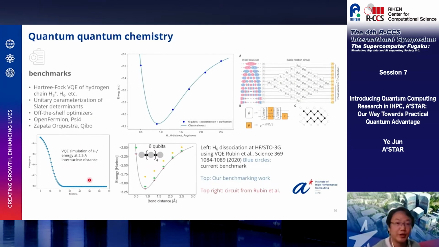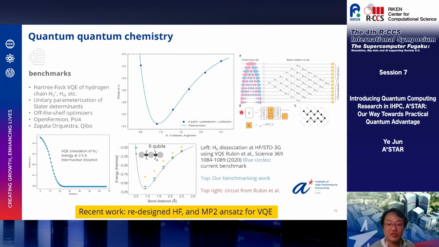So here is an example of our work. We look into this benchmarking work to replicate, first of all, what was done by Google's team, and then the unitary transformation of the one-electron reduced density matrix and two-electron reduced density matrix obtained from Hartree-Fock energy, starting from our own developments, such as orbital optimization, etc. Recently we attempted to redesign the Hartree-Fock ansatz based on the Qiskit framework, and we have also tried to develop this MP2 ansatz for VQE. But at the current stage, the results are relatively preliminary. So please bear with me that I cannot show more from this slide, but hopefully I can show more in the future.